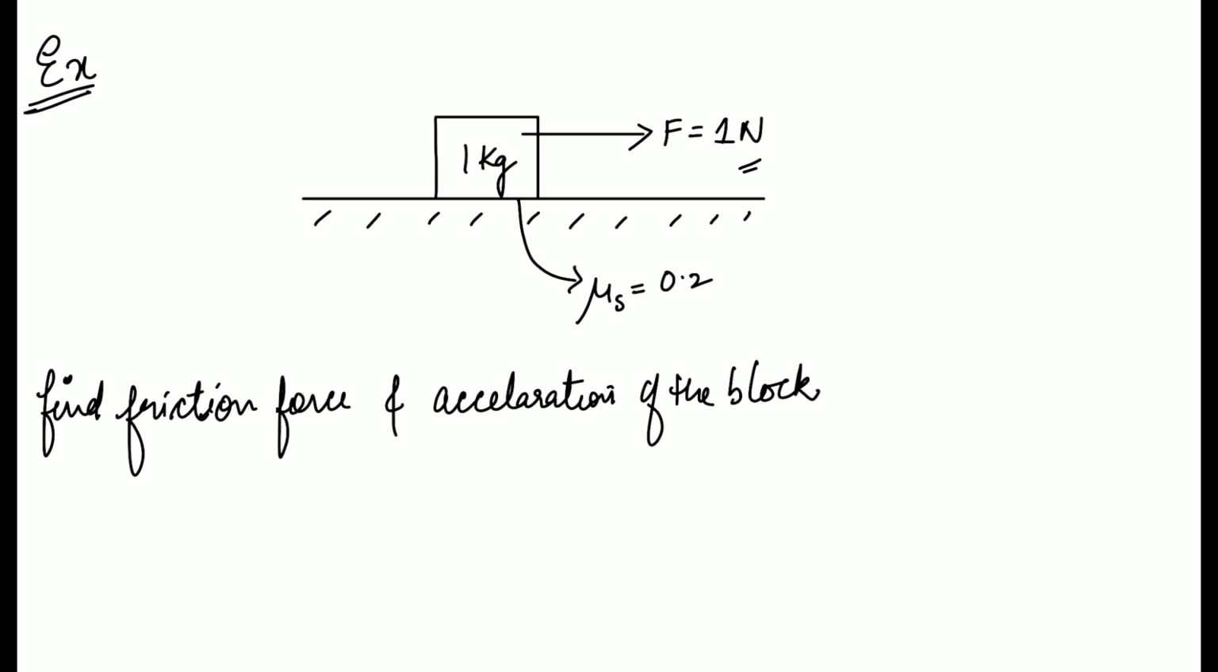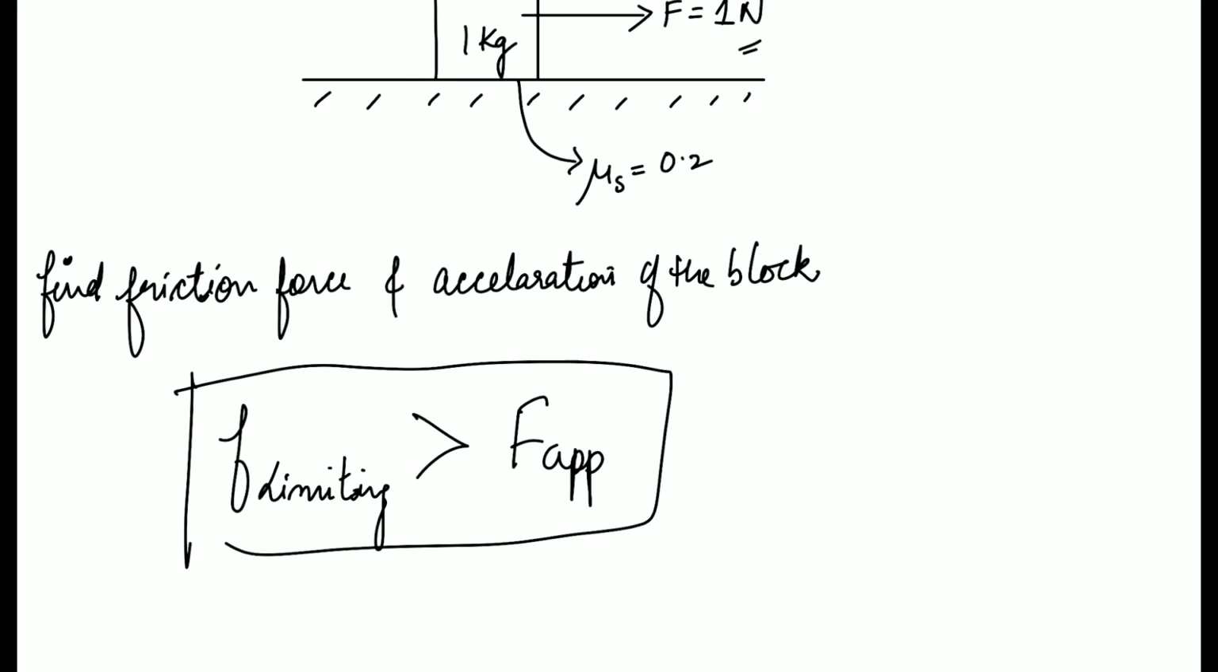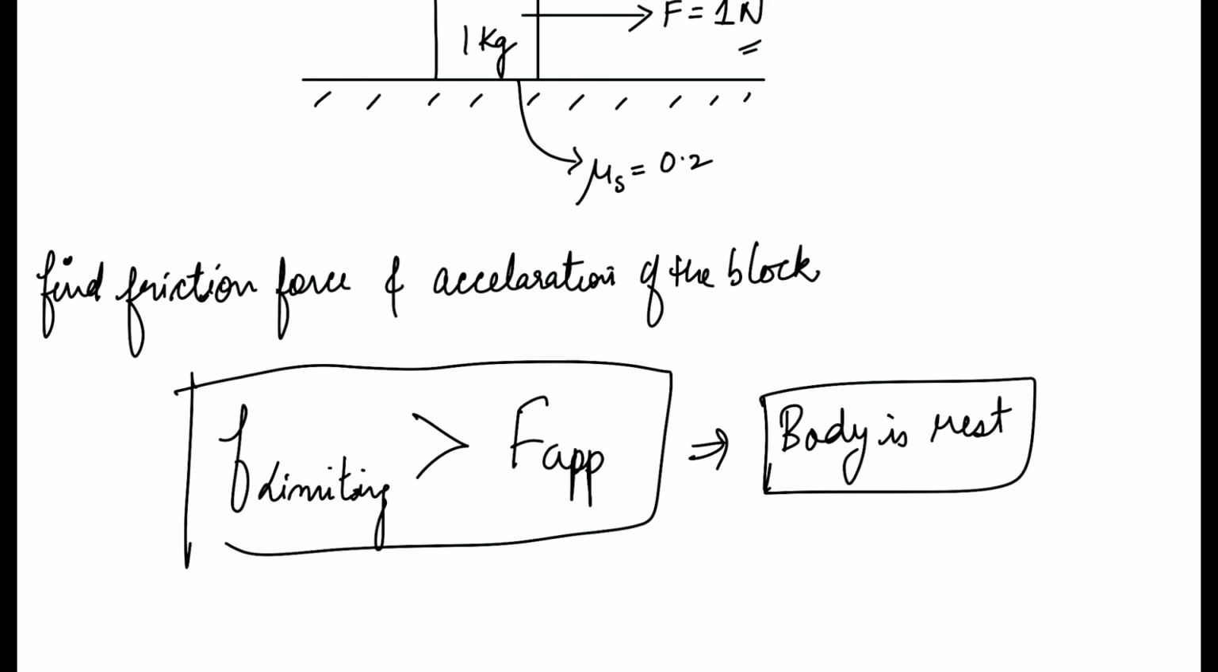Now how can I find out whether this block is going to move or not? I can find that out by finding F limiting. Let's say the F limiting value is more than my F applied. Let me write that down. F limiting value is more than my F applied. Under this condition, what is going to happen? Your F limiting is more, that means the body is at rest. Yes or no? Body is at rest, right?